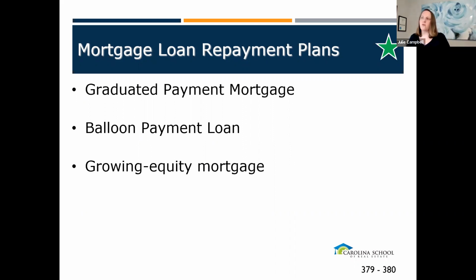And then growing equity mortgage, your interest rates are fixed, but your principal payments are going to increase as time goes on. Usually with growing equity mortgage, we've had some kind of predetermined schedule that we're going to follow. So for example, your principal payment might increase as the cost of living increases. Whenever the cost of living increases, then your principal payment increases. So the interest rates are fixed. It's the principal payment that grows.